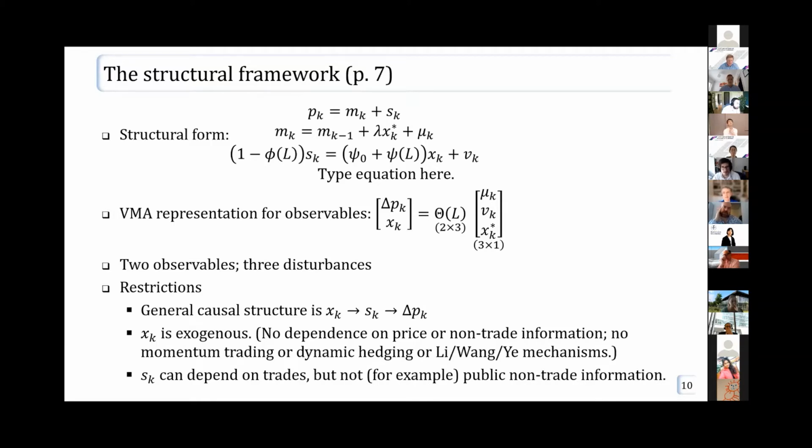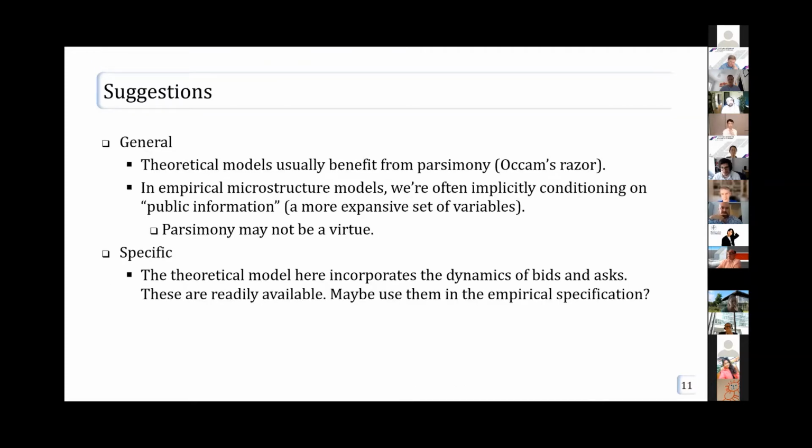So the identification restrictions here are necessary to get the paper's results. I think they're very restrictive. But I also think that they're a little bit more restrictive than necessary. So what's going on here is that in theoretical models, we want to be as parsimonious as possible. But when we're bringing a model to the data, we're usually conditioning on some public information set, and that's going to be something pretty expansive. So I would like to see a more expansive empirical model here. And the theoretical model has in it latent bids and asks. They don't need to be latent, right? We observe them. And perhaps we should be incorporating them into the empirical specification.